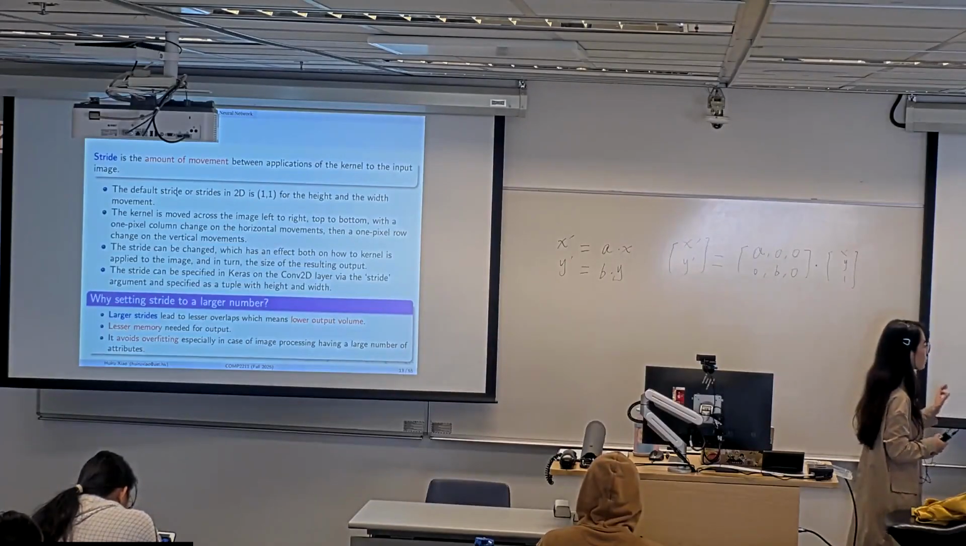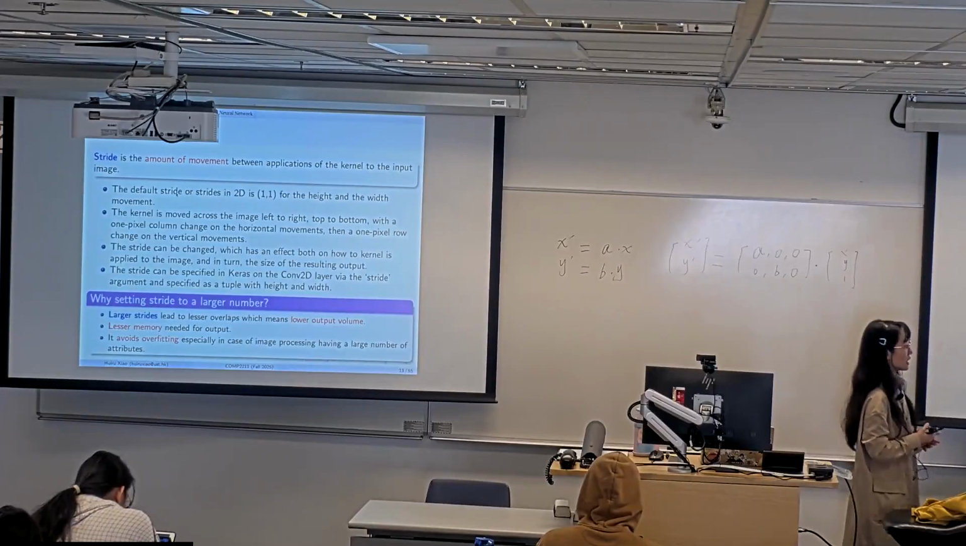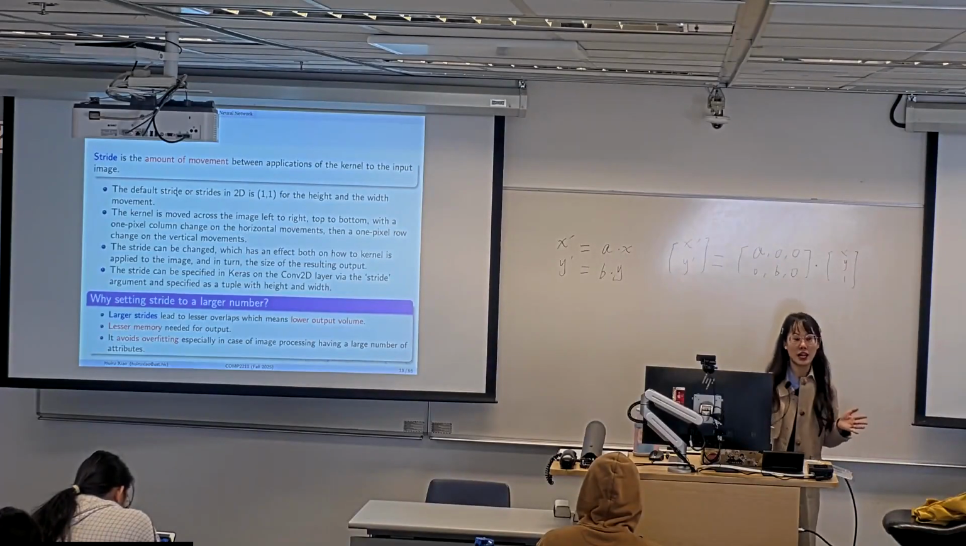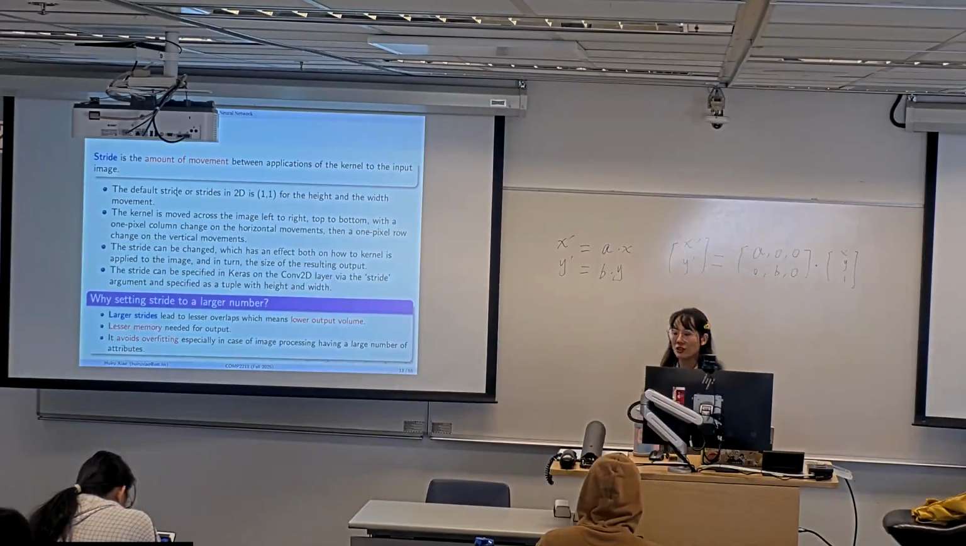So it's a way to avoid overfitting, especially in the case of image processing having a large number of attributes. If your input image is already very large, it's okay, you can set the stride to some larger number to avoid overfitting. That means you don't need to focus on every minor detail of the feature.